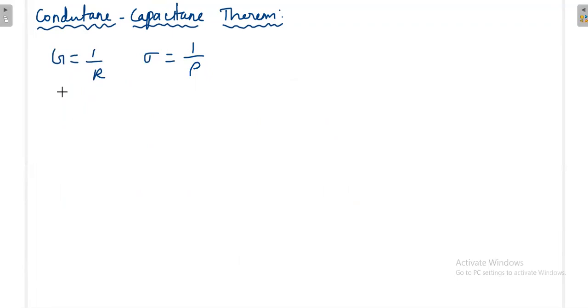Next, what is C? For a parallel plate capacitance, C is equal to epsilon A divided by D. For analysis purposes, I am taking it as L. There is no problem because I am putting L instead of D. L means the distance between the plates. Then what is the relation between the resistance and the resistivity? Resistance is equal to rho L divided by A.